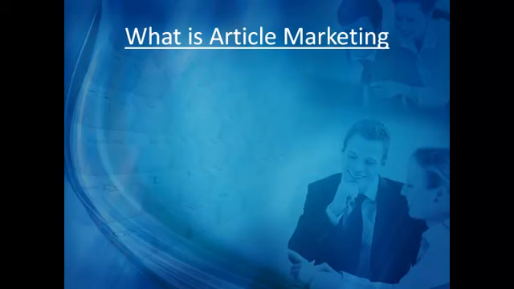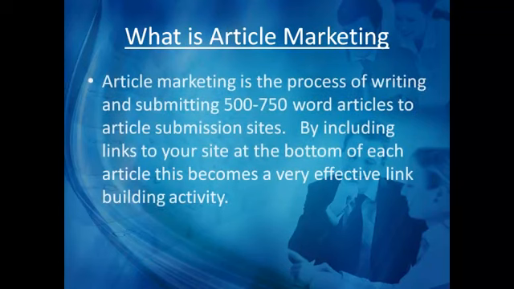Now first off, let's answer the question, what is article marketing? Article marketing is the process of writing and submitting 500 to 750 word articles to article submission sites. Now by including links to your site at the bottom of each article, this becomes a very effective link building activity. Now just to give you a brief history, a lot of people say, okay, well, why do these article directories exist? Well, when they originally came about, they were for people to exchange content for their e-zines and different types of newsletters. And the agreement was people would post up these articles and they would put links at the bottom of them to their sites.